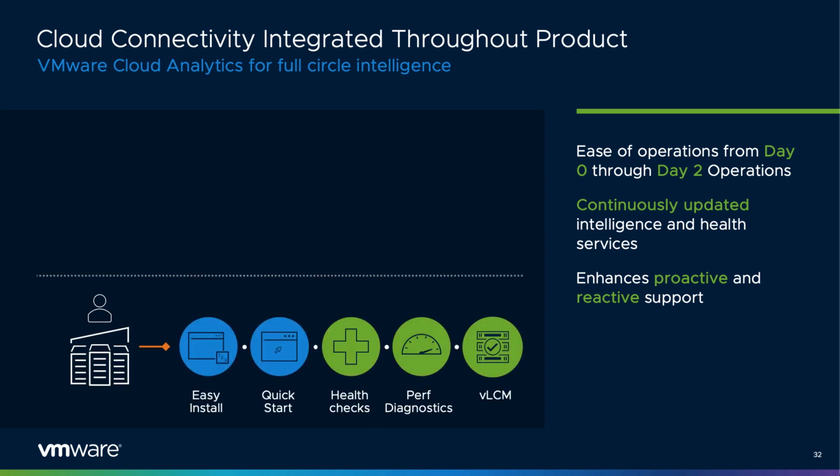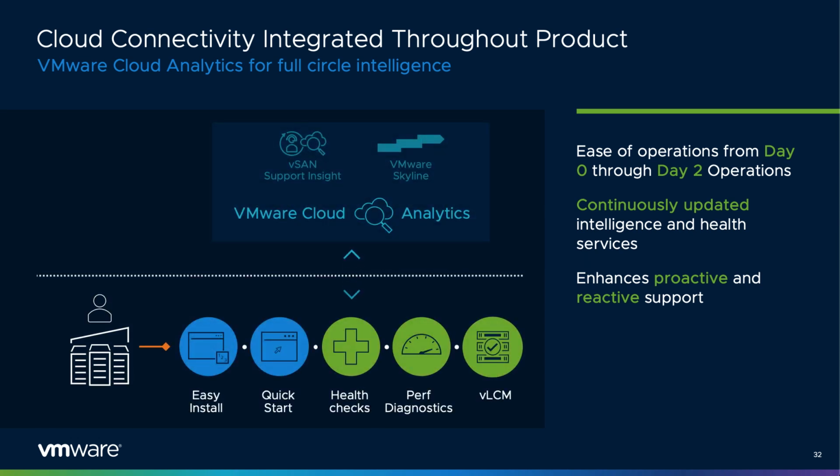VMware has used simplicity as an inspiration behind its holistic approach when looking at the deployment, operation, and optimization of a vSAN environment. Everything from day zero deployment activities, as well as day one and day two operations, have been integrated with vSAN to drive up operational efficiency and drive down TCO. Part of this is achieved through the use of cloud connectivity integrated into several aspects of vSAN.